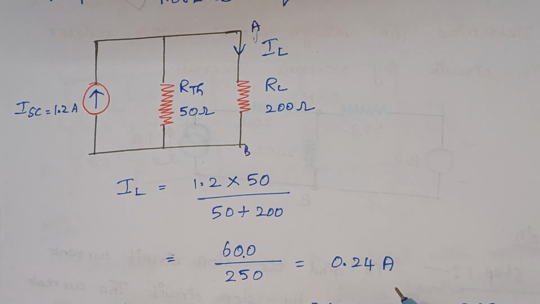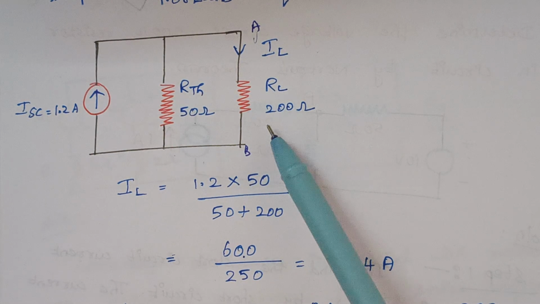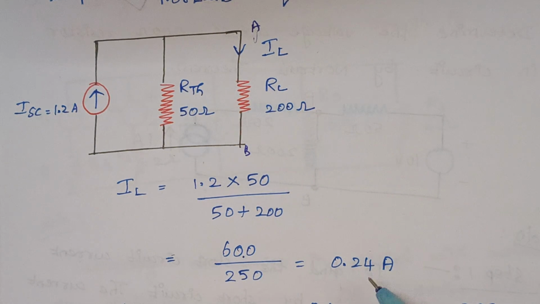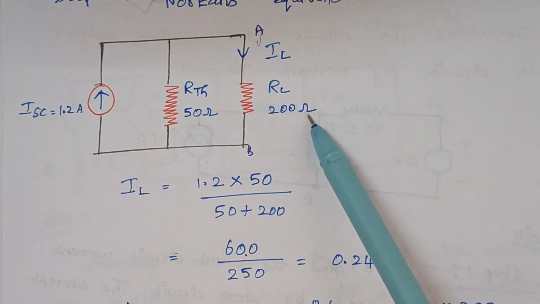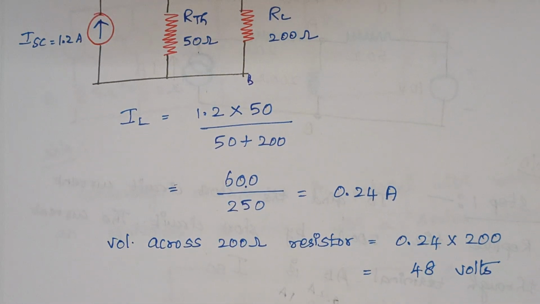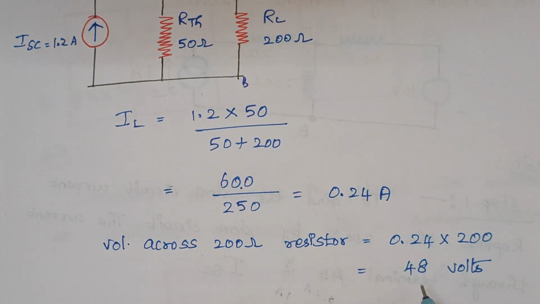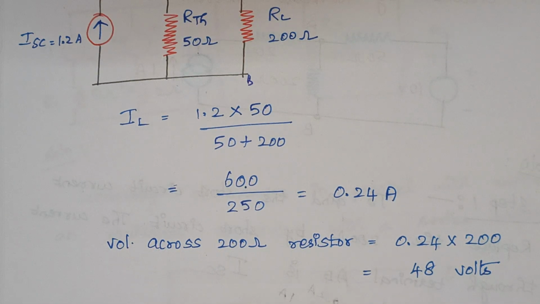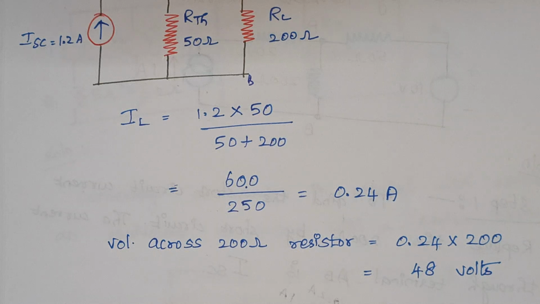Now the question is to calculate the voltage across this 200 ohm resistor. We know the value of current and the value of resistance. Once you multiply both, the voltage across the resistor is equal to 48 volts, right? So this problem gets over here. We will move on to the next one.